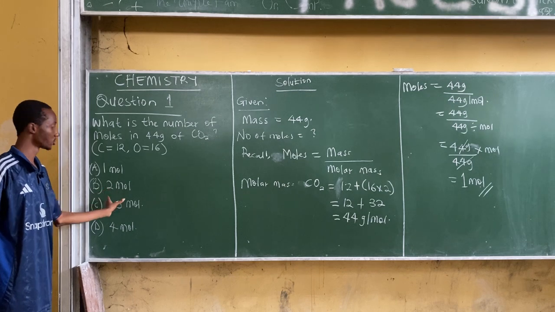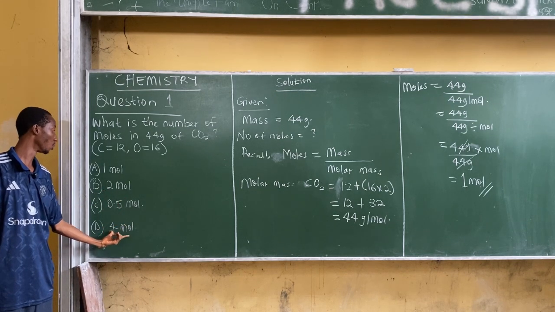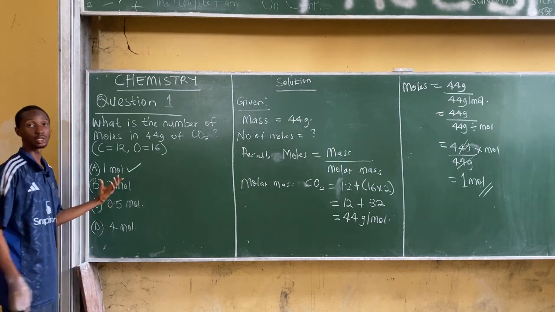From the options, option A says 1 mole. Option B says 2 moles. Option C says 0.5 moles. Option D says 4 moles. The correct answer is what? Option A. Option A is the correct answer.